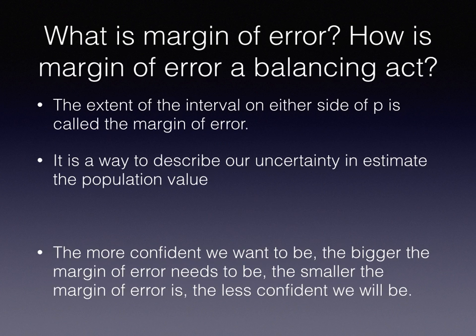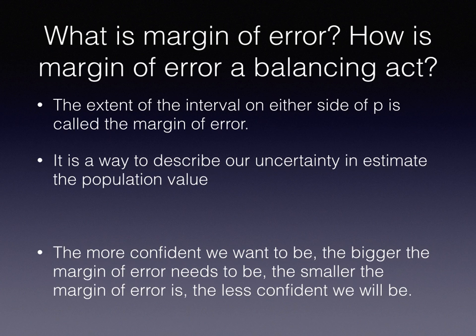And what is margin of error and how is margin of error a balancing act? So the extent of the interval on either side of p is called the margin of error. It is a way to describe uncertainty in estimating the population value. Obviously we don't know what the true population value is. It's our best guess, and so it is our way of showing that it could be between, you know, 84 and 55. And so that is our margin of error.